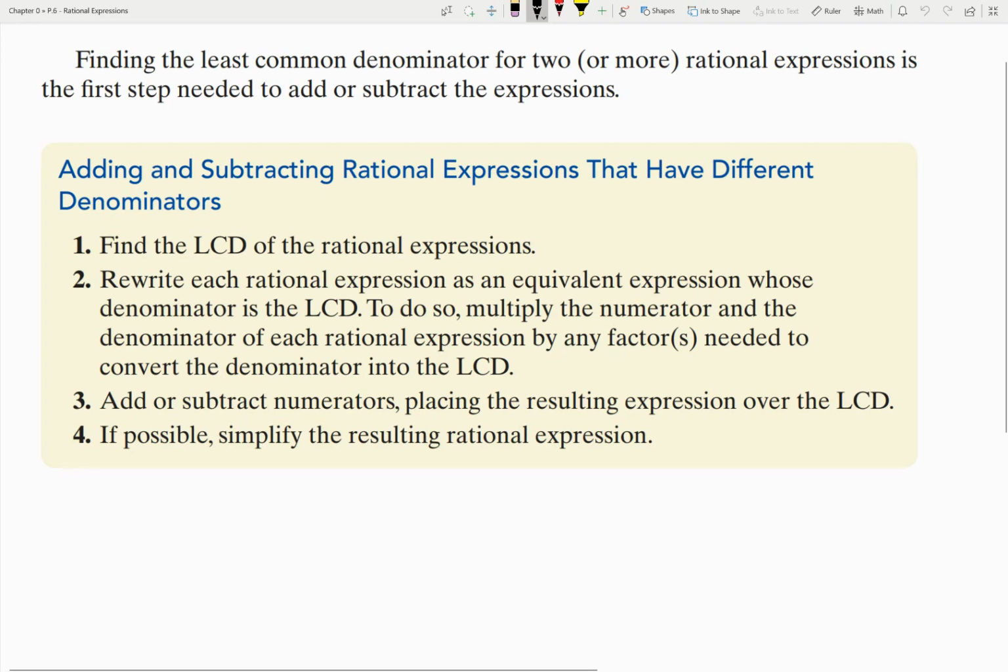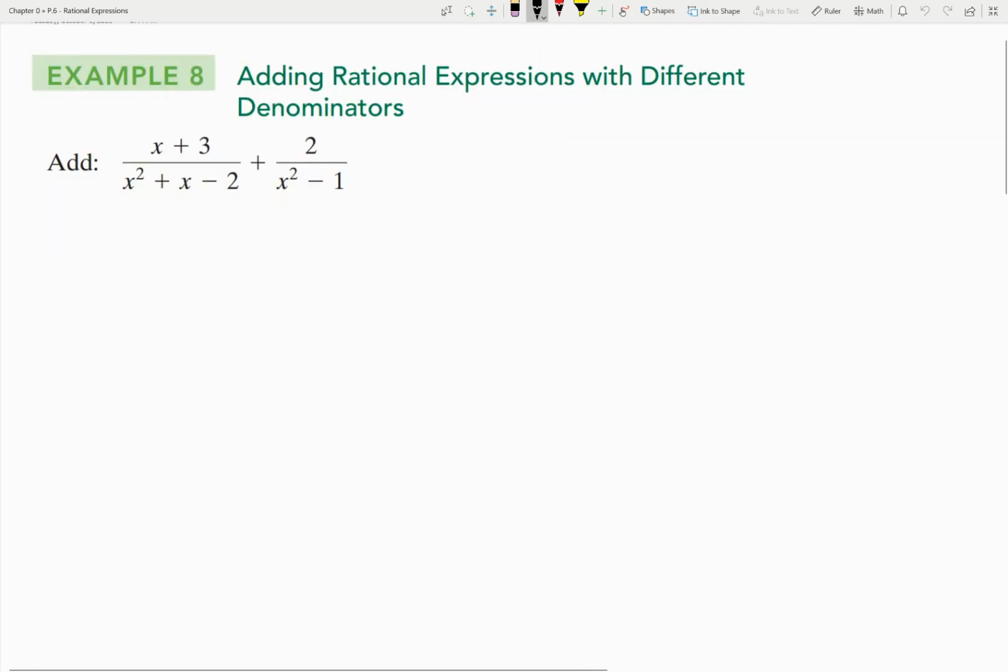So we're going to find the LCD. Sometimes it's as easy as multiplying the two denominators together. Sometimes we have to use some of the techniques that we just talked about. Then we rewrite each rational expression as an equivalent expression whose denominator is the LCD. Sometimes you can skip over this step if you get the hang of this, and you just multiply the numerator and the denominator, then add or subtract, placing the resulting expression over the LCD, and simplify when you are done. And of course, state the variables that are excluded.